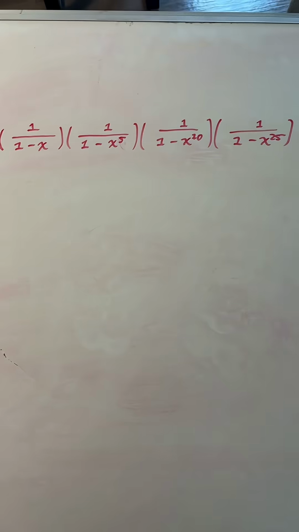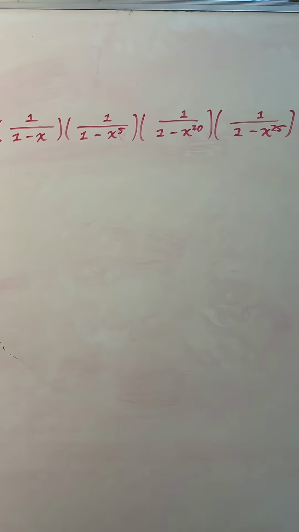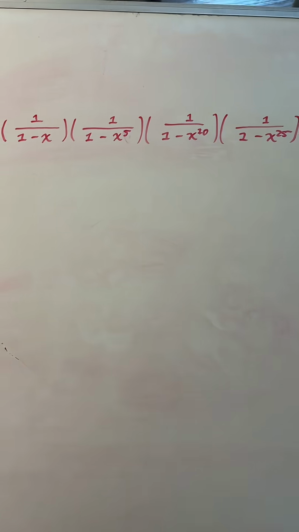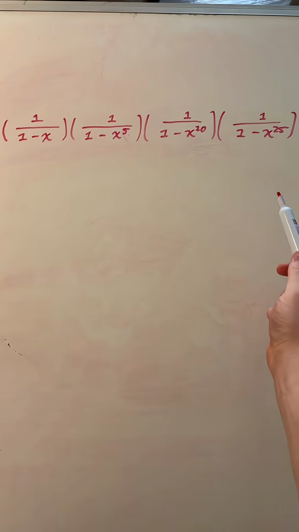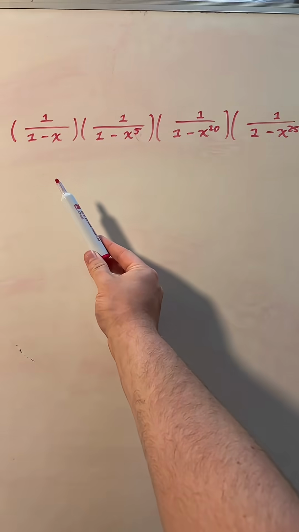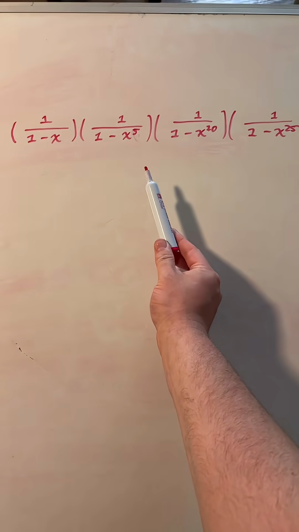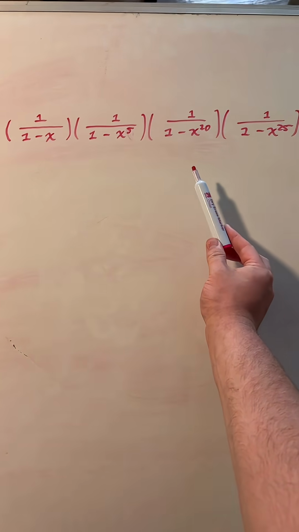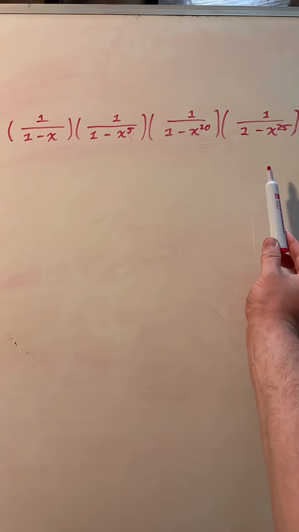So to find the generating function for the number of ways I can make change using quarters, nickels, dimes, and pennies, I'm going to multiply out these 4 terms: 1 over 1 minus x, which represents our pennies, 1 over 1 minus x to the 5, 1 over 1 minus x to the 10, and 1 over 1 minus x to the 25.